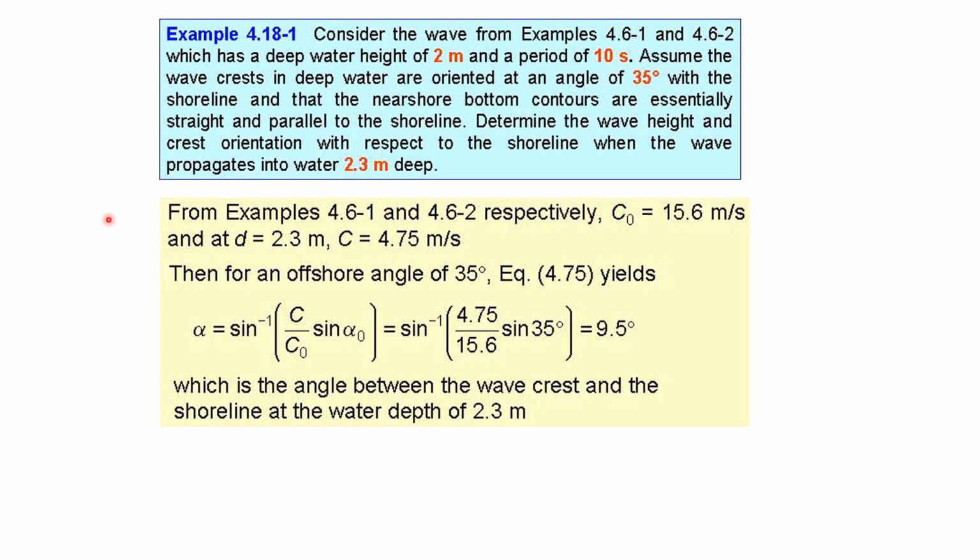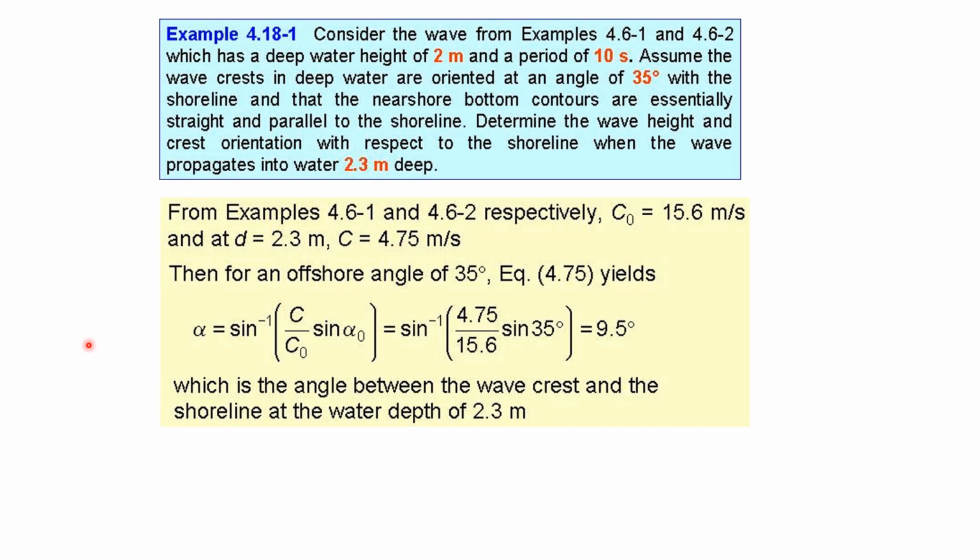So we are going to look back at these two examples, 4.6-1 and 4.6-2. We are given the deep water wave period is 10 seconds, so we should be able to work out C naught is 15.6, whereas at 2.3 meters deep, C is 4.75 meters per second. Of course, that also means that we can get L naught and L as well. So if the deep water wave is approaching the shoreline at 35 degrees, what would be the angle of approach when it reaches this water depth? The angle would have changed due to the refraction effect.